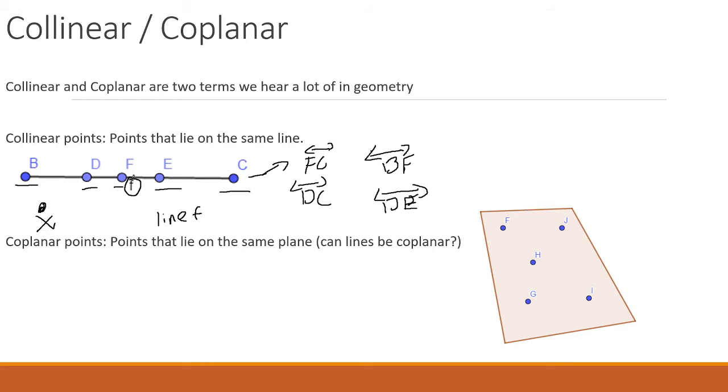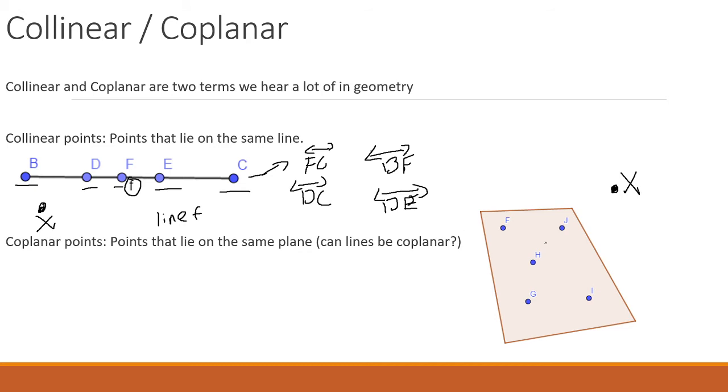And then coplanar is just the same thing, but it's on a plane. So F, J, H, G, and I would all be coplanar. A point that would not be coplanar would be something like X here. So this point X is kind of above the plane. So here is the bottom, and X is kind of floating up here. So X would not be coplanar with these points down here.